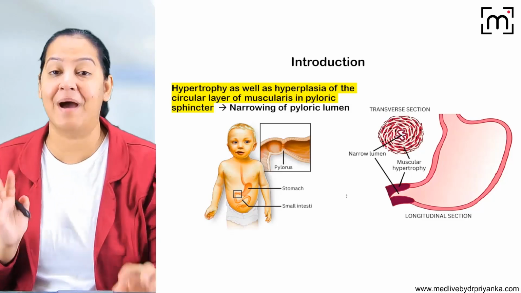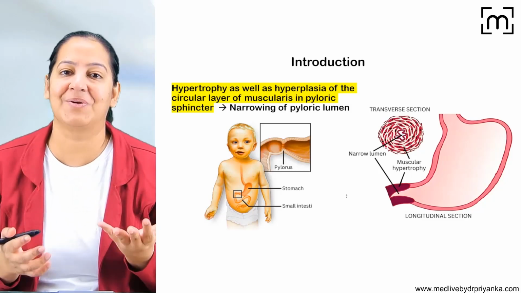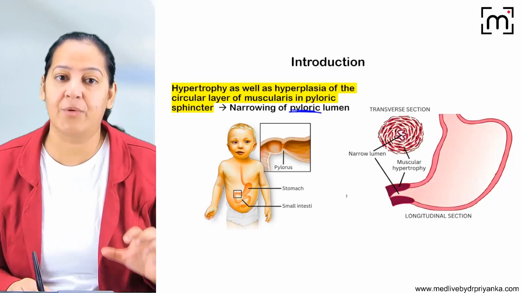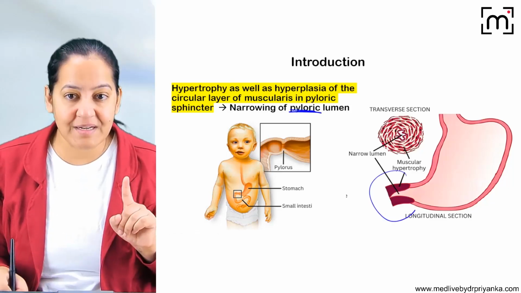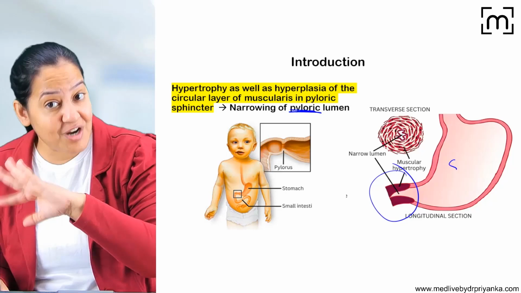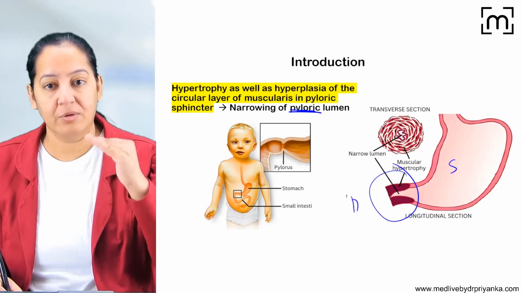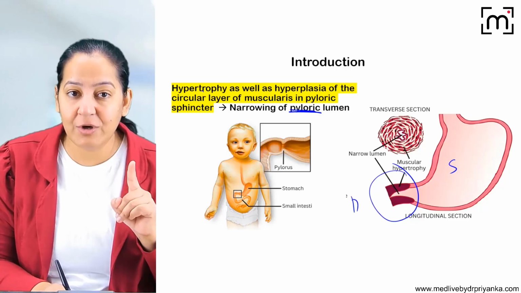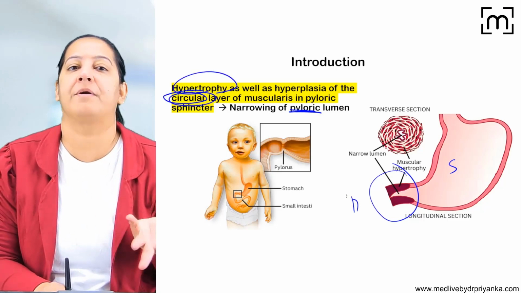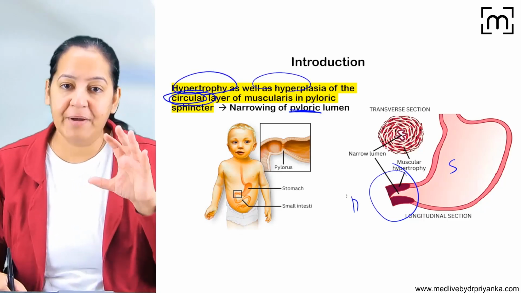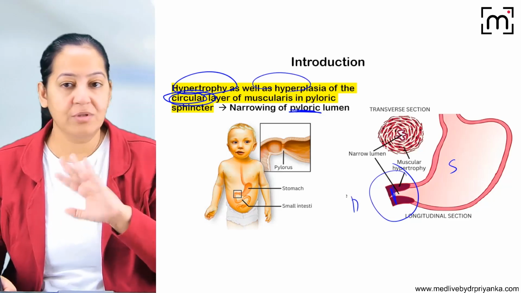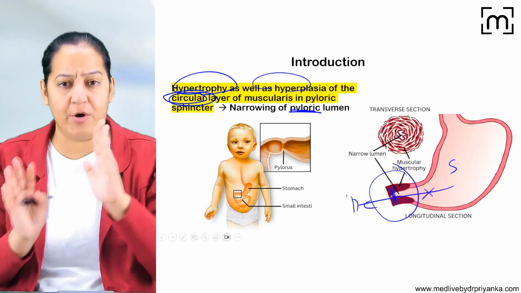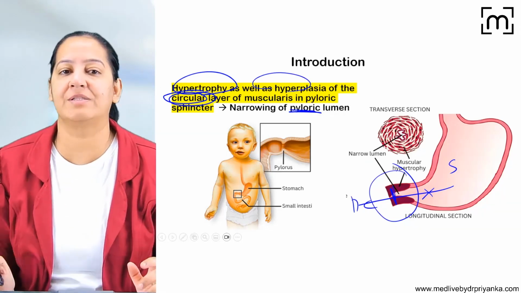Now let's come to the topic pyloric stenosis. As the name indicates, it's a disease which occurs at the pyloric sphincter, present at the junction of the stomach and the duodenum. This sphincter also has the 4 layers. In the muscularis propria, the circular layer undergoes hypertrophy and hyperplasia, that is, it gets thickened, because of which the sphincter gets closed. There is no passage of food from the stomach to the duodenum. The lumen gets very narrowed.